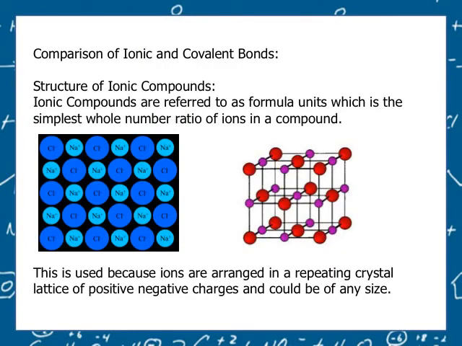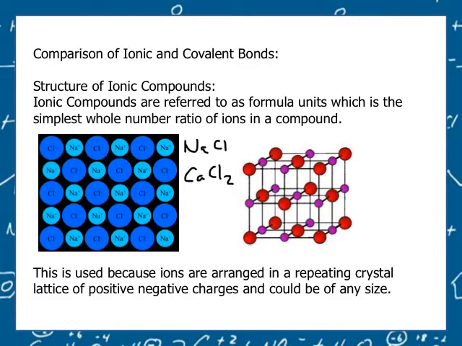Okay. We also need to consider the structure of each of these. So in ionic compounds, we refer to these as formula units, which is the simplest whole number ratio of ions in a compound. So here would be zoomed way in on a salt crystal, and we see that for every sodium atom, sodium ion I should say, there's one chlorine ion. So our formula unit would be NaCl. Other things, the formula unit might be other ratios of whole numbers, but it's always going to be ratios of whole numbers of ions.